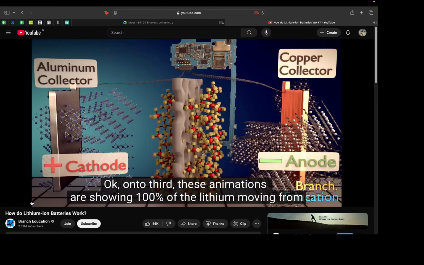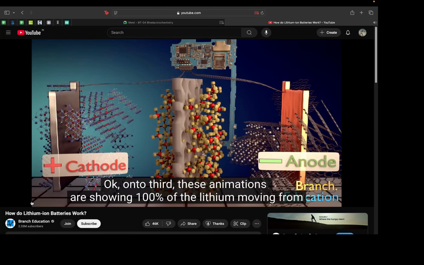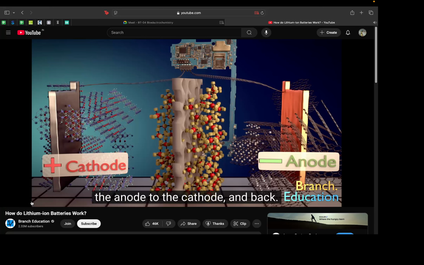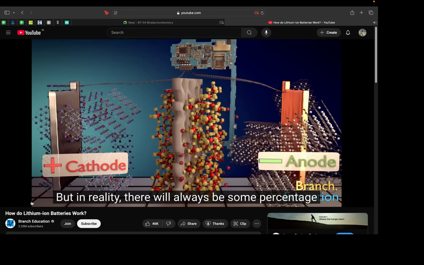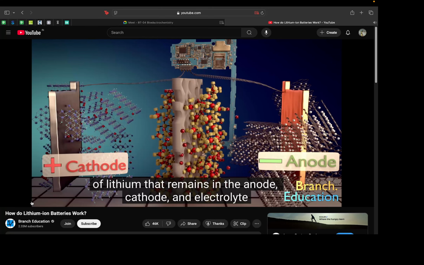Okay, on to third. These animations are showing 100% of the lithium moving from the anode to the cathode and back. But in reality, there will always be some percentage of lithium that remains in the anode, cathode, and electrolyte, despite the battery being fully charged or discharged respectively.